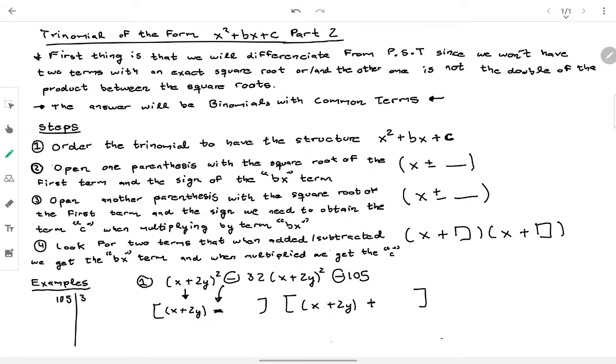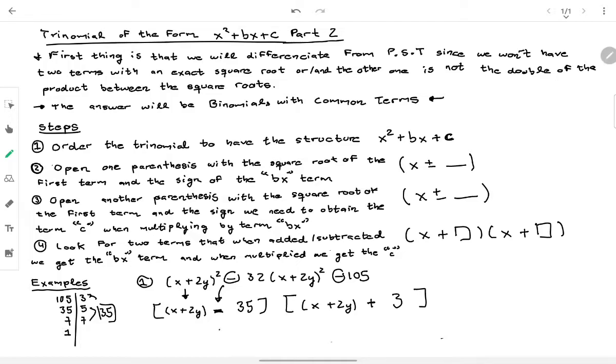So it's going to be divided by 3, it's 35. Then divided by 5, it's 7. Divided by 7, it's 1. So in this case, 7 times 5 is 35. So minus 35 and plus 3. If we multiply minus 35 and plus 3, I will get minus 105. If we add minus 35 plus 3, I will get minus 32.